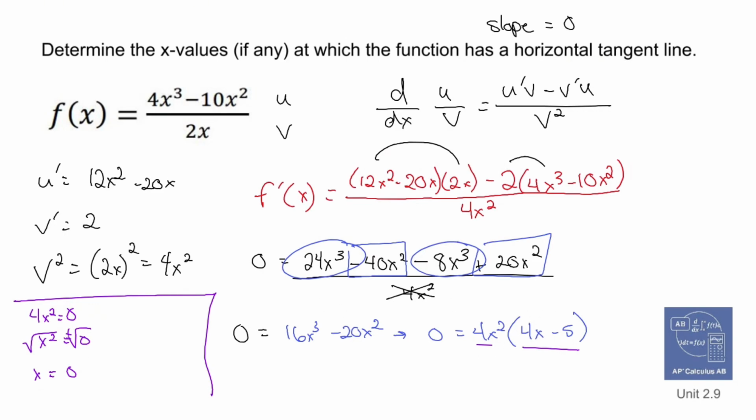Then over here, and we'll use green because we haven't done that yet, I have 4x minus 5 equals 0. Add 5, so 4x equals 5. Divide by 4, and x equals 5 over 4. So my two x values that give me horizontal tangent lines are going to be x equals 0 and 5 over 4.